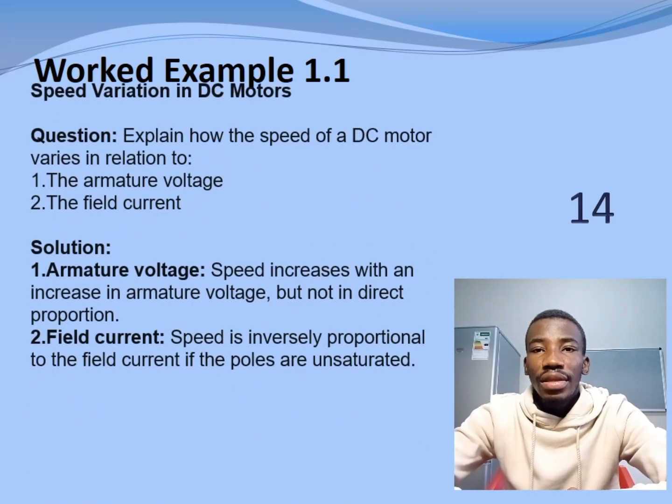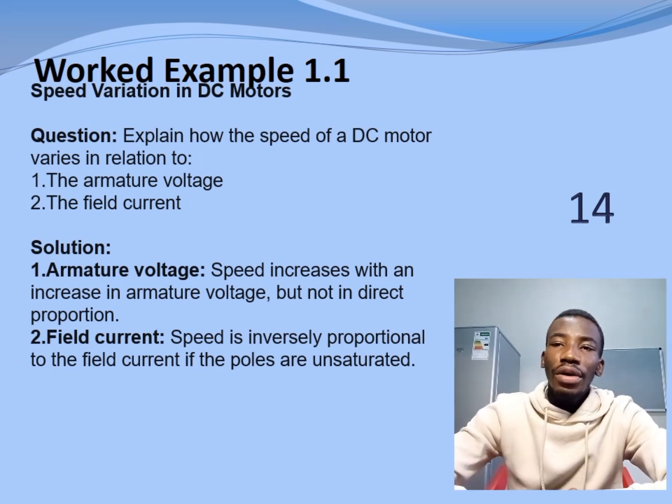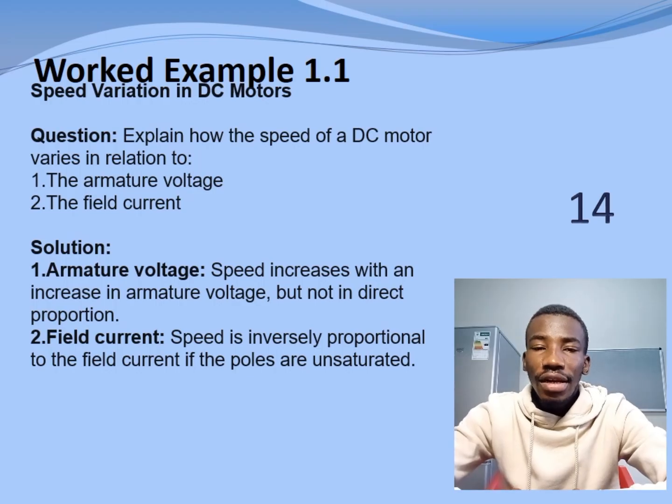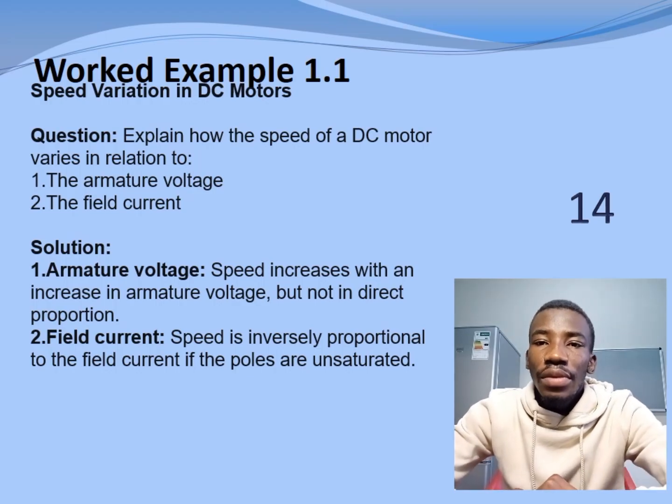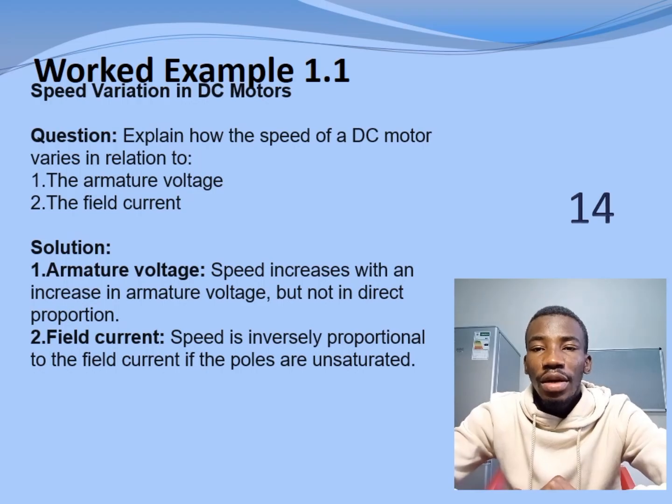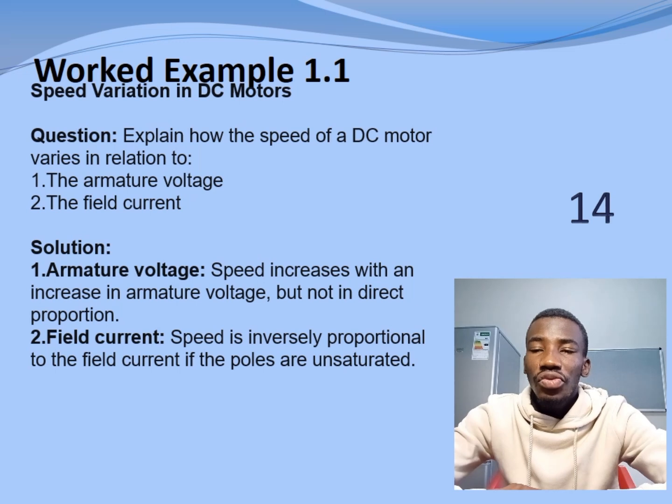Examples: speed variation in DC motors. Explain how the speed of a DC motor varies in relation to number one, the armature voltage, and number two, the field current. Here are the solutions. Armature voltage: speed increases with an increase in armature voltage, but not in direct proportion. Field current: speed is inversely proportional to the field current if poles are unsaturated.